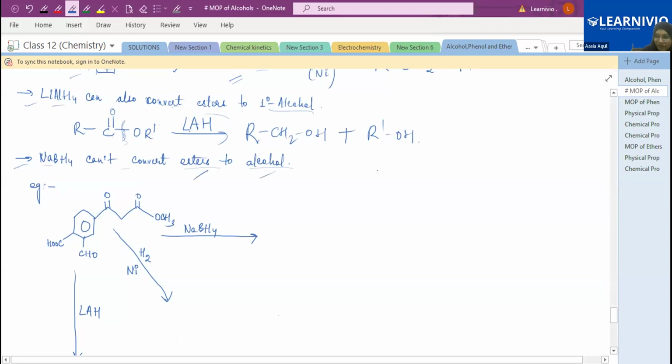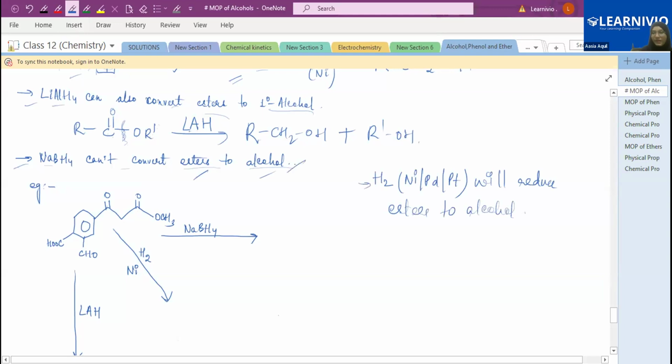But just remember, H2, catalytic hydrogenation, will reduce ester to alcohol. But your sodium borohydride can't.